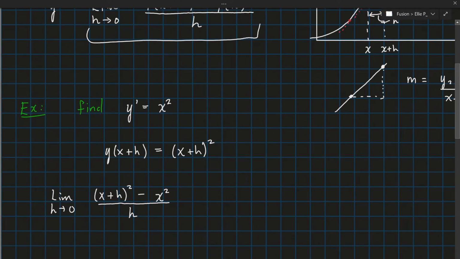Now, we can't just plug in h, the limit as h goes to 0 right now. And why can't we do that?